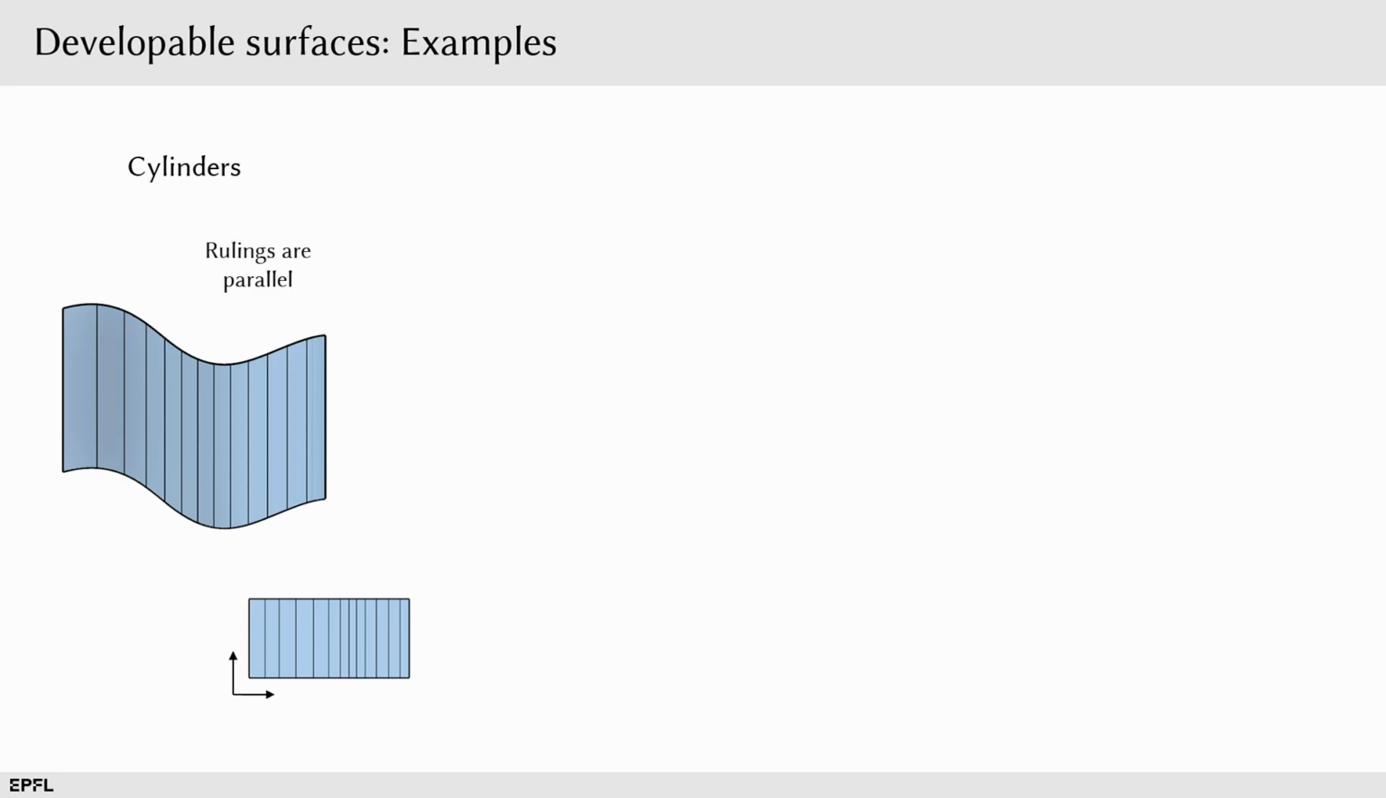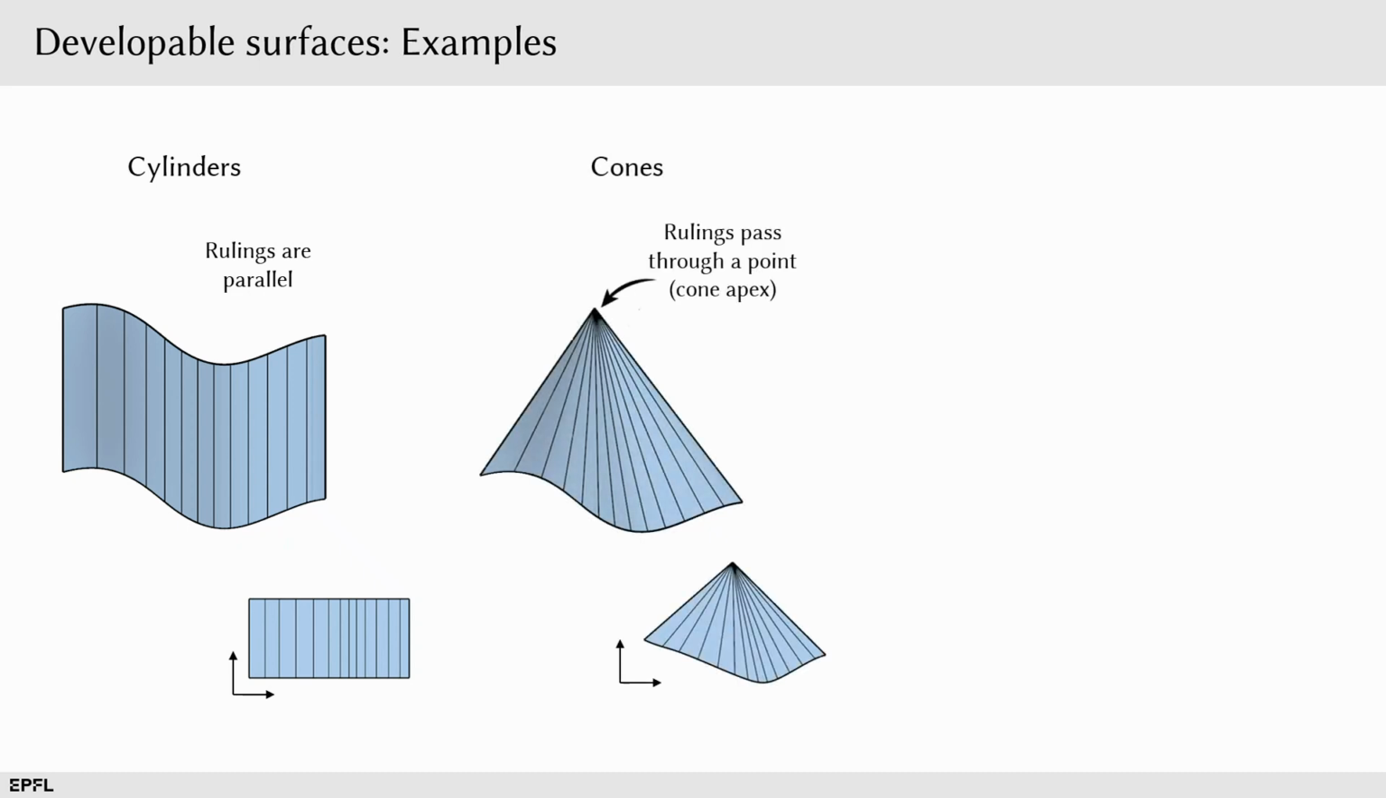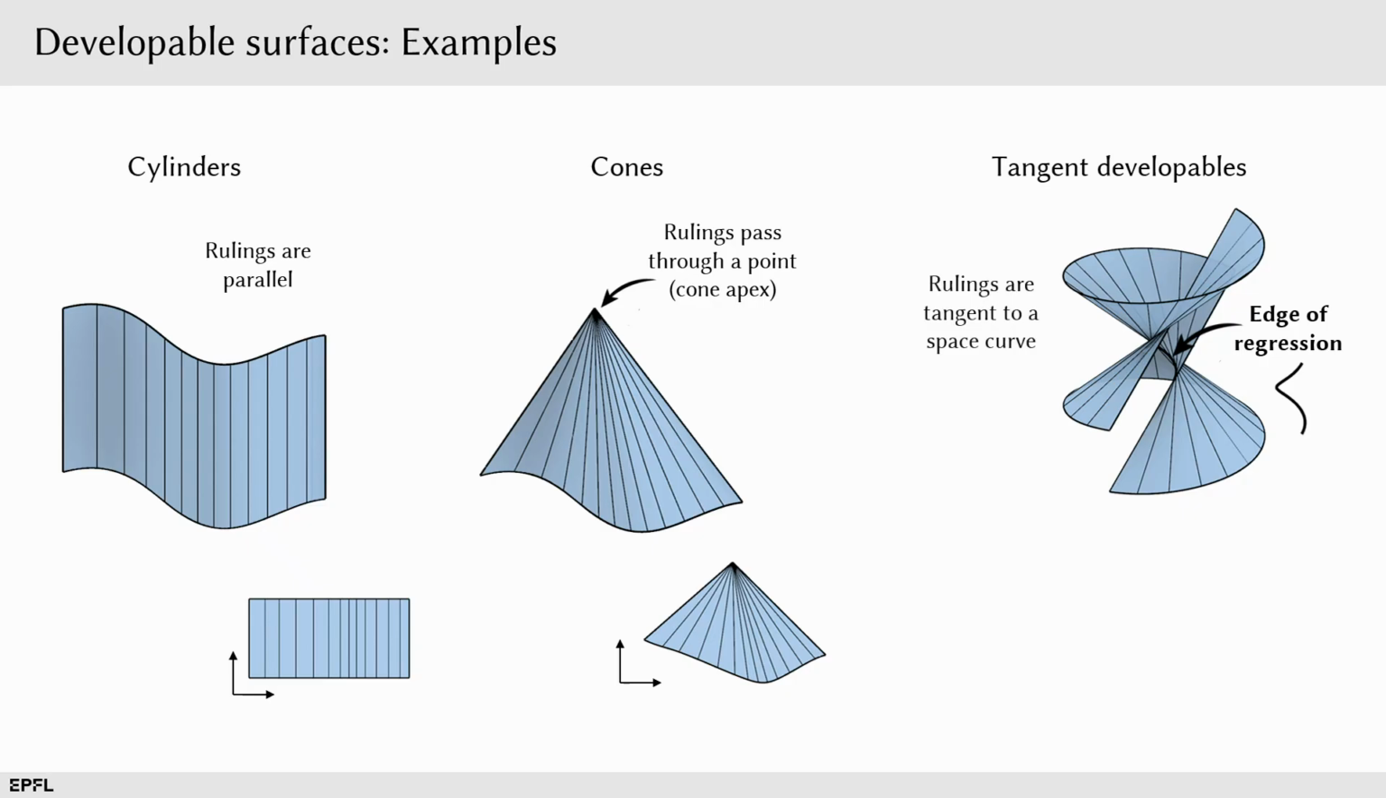Okay, so there are some well-known examples of developable surfaces. Cylinders are characterized by parallel rulings. Cones are characterized by rulings that pass through a single point, also referred to as the cone apex. And then there is a third class called tangent developable surfaces, where the rulings are the tangents of a space curve.